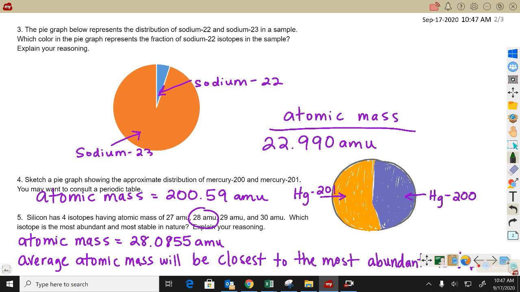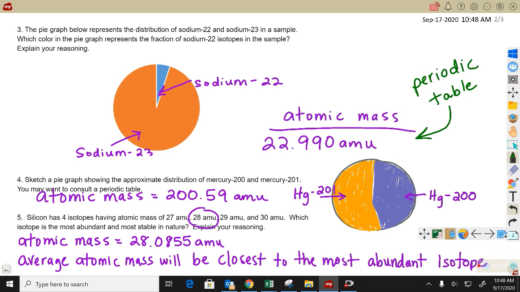Excellent. Moving on. Number 3 gives us a little pie graph that represents the distribution of sodium-22 and sodium-23 in a random sample of atoms. Which color in the pie graph represents the fraction of sodium-22 isotopes in the sample? And so you find yourself looking at a periodic table a lot. This number right here is on the periodic table. So you'll probably want to have a periodic table handy if you're ever answering a question about isotopes or any type of atomic structure question for that matter.